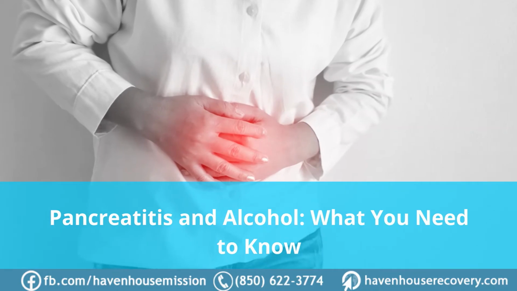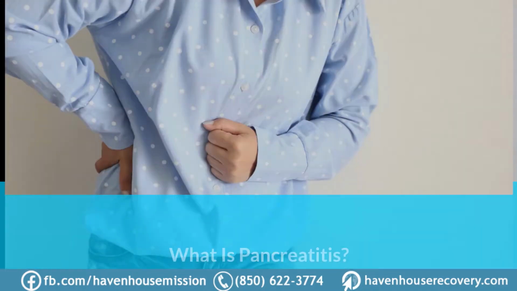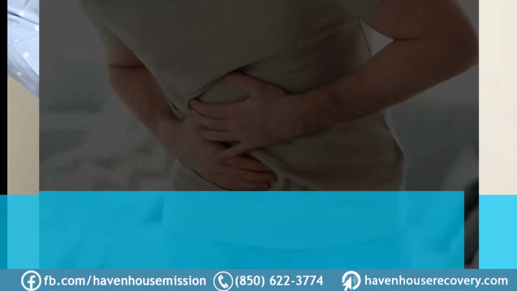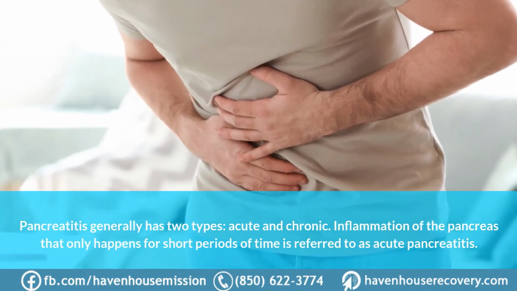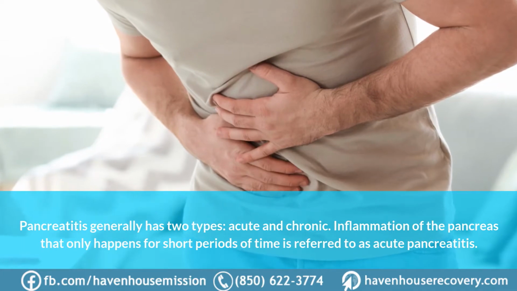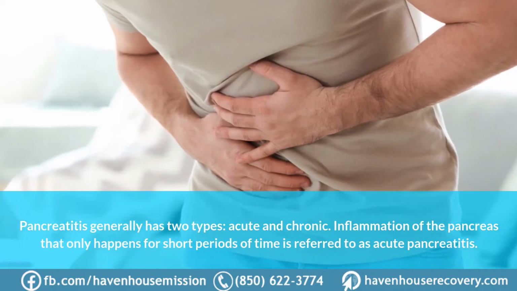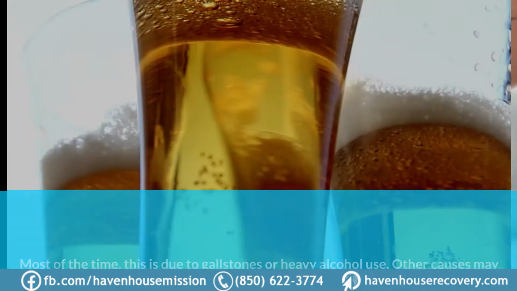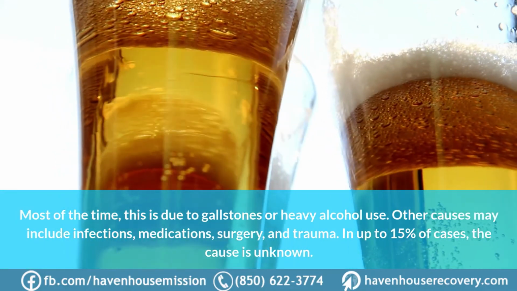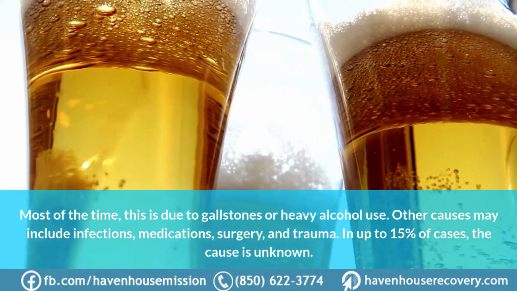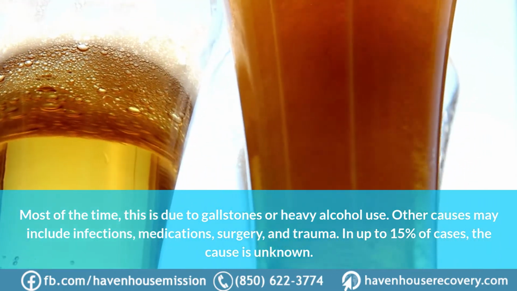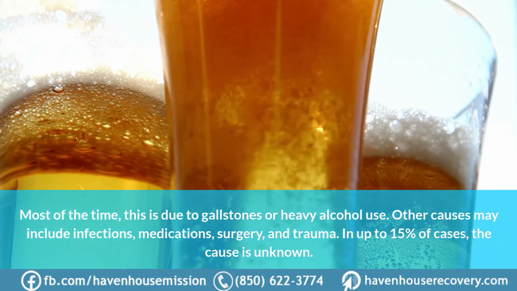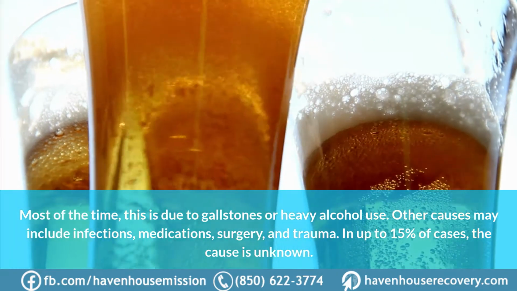Pancreatitis and alcohol, what you need to know. What is pancreatitis? Pancreatitis generally has two types, acute and chronic. Inflammation of the pancreas that only happens for short periods of time is referred to as acute pancreatitis. Most of the time, this is due to gallstones or heavy alcohol use. Other causes may include infections, medications, surgery, and trauma. In up to 15% of cases, the cause is unknown.